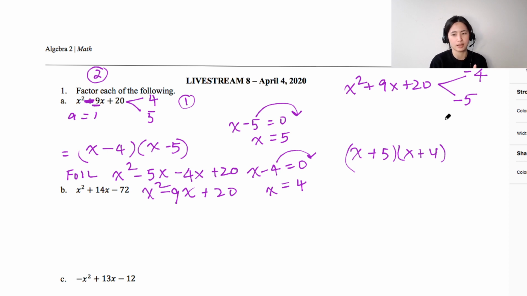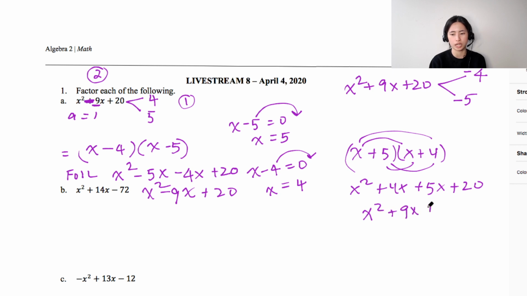However, if you set this up in this equation, we know that when x is equal to -5, it would be set up as x plus 5, right? And if x is equal to -4, it would be set up as x plus 4. So when you apply the FOIL method, you would get x squared, plus 4x, plus 5x, and finally positive 20. So as you can see, this is x squared plus 9x plus 20.